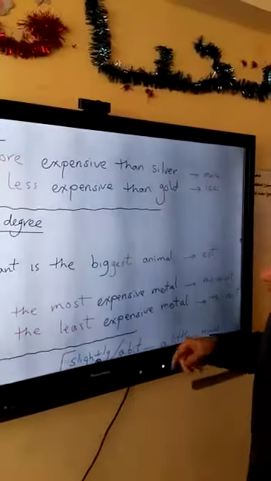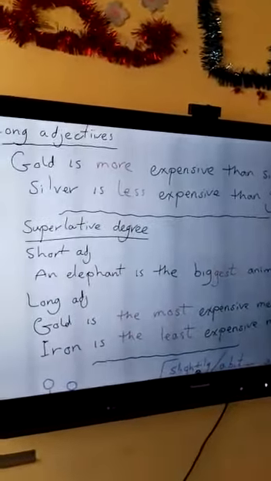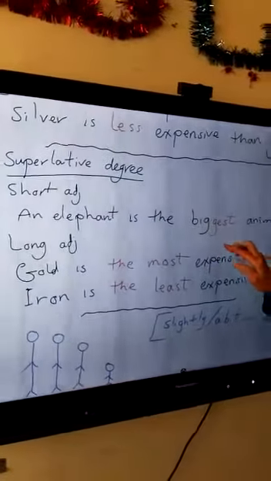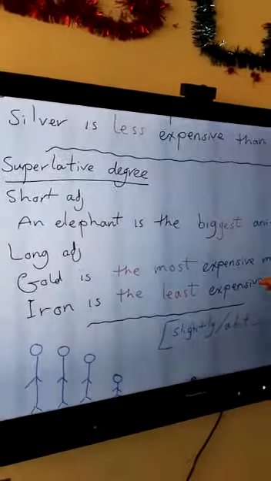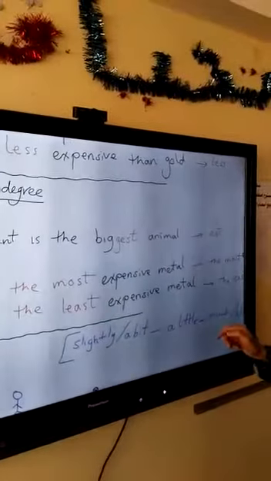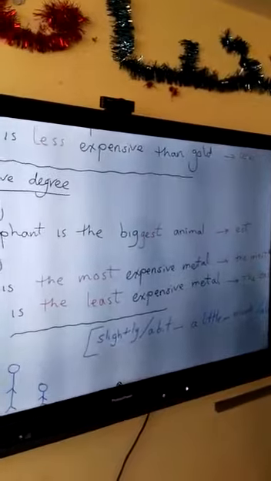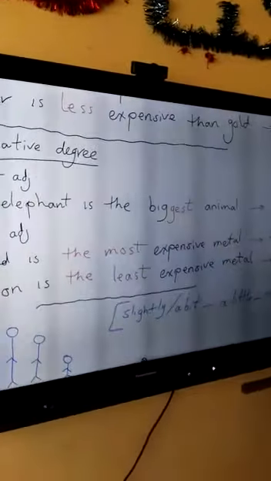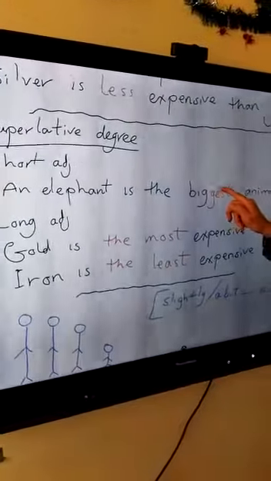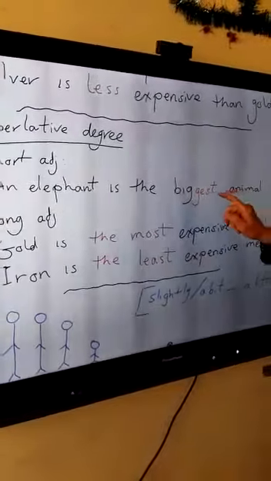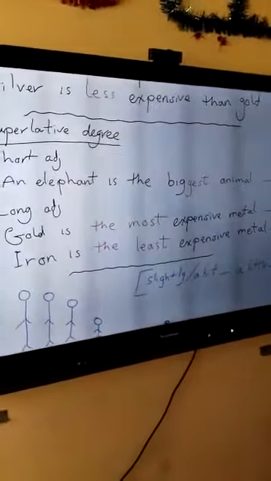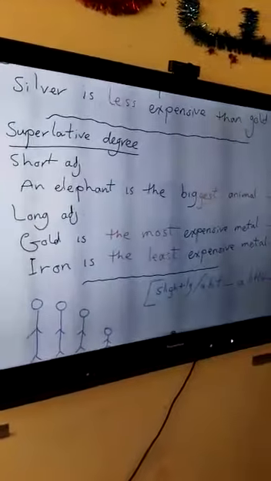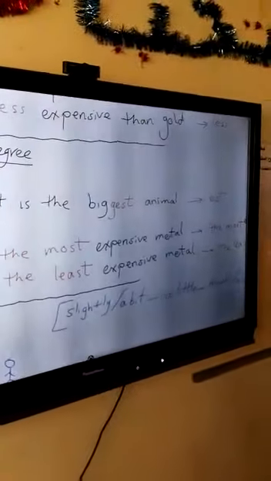Now let's go on to the superlative degree. We start with short adjectives. An elephant is the biggest animal. We have added est. Okay? As we know, we doubled the last letter because it ends in one consonant following a vowel. So we doubled the G. With the short adjective in the superlative degree, we add est to the adjective.